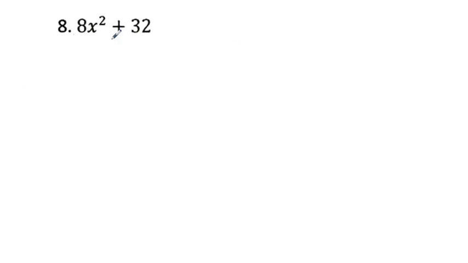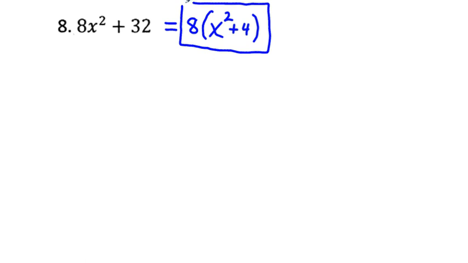Next, 8. We're looking for what can we factor here? Probably a greatest common factor. Is 8 the greatest common factor? I think it is. So that's 8. 8 times what equals 8x squared? x squared. 8 times what equals 32? 4. And can we factor this x squared plus 4 any further? No, we cannot. So this is our correct answer for 8.